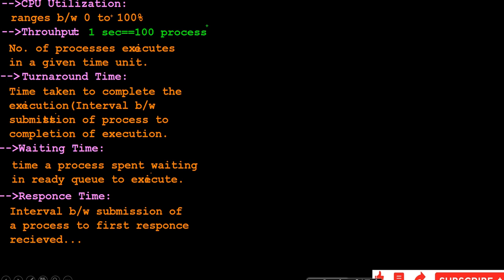Before going to turnaround time, waiting time, and response time, we will take an example. Consider there is a process, for example P1, in the ready queue. Every process will have some arrival time. Arrival time means the time at which it will be added to the ready queue. One more is the burst time. This is the time the process needs for execution.